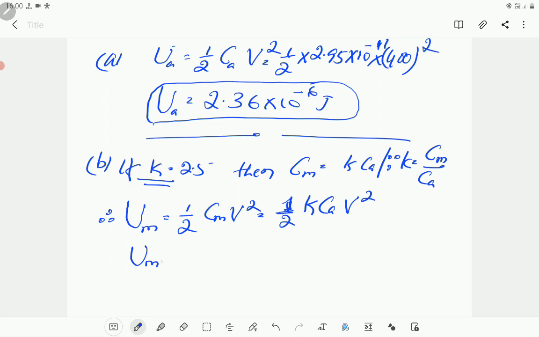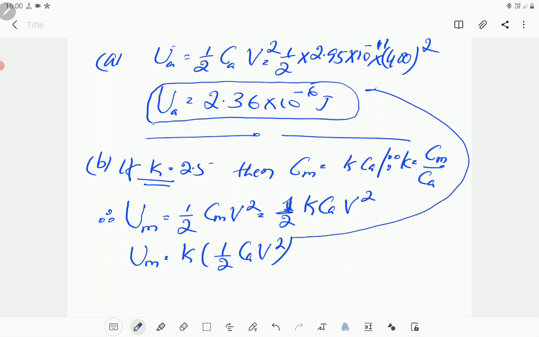So that equals, I write K outside and in the bracket half Ca V squared. What is Ca V squared? Must be smart enough here. Ca V squared you have already found.